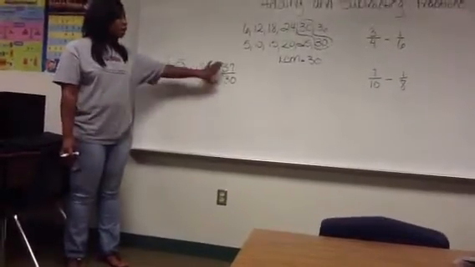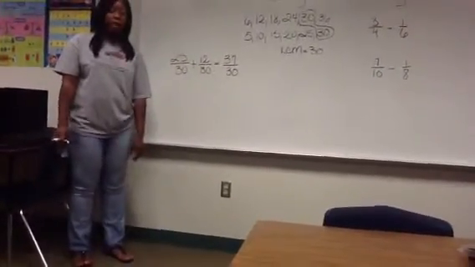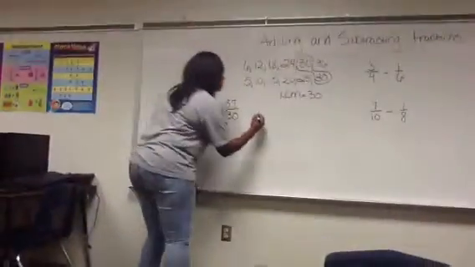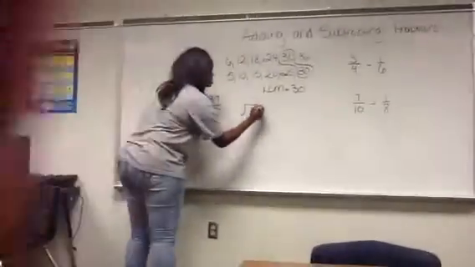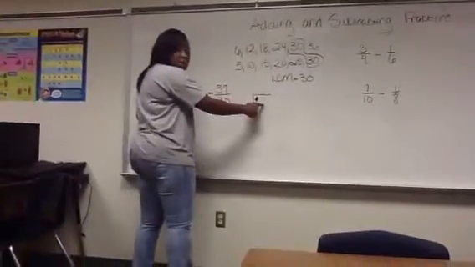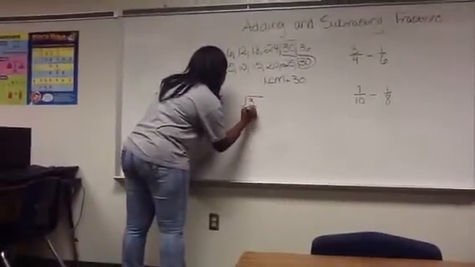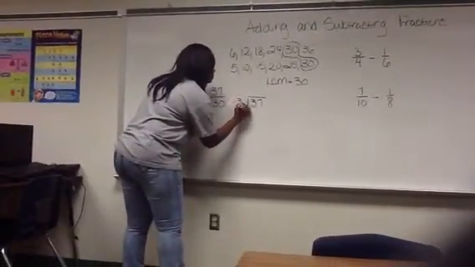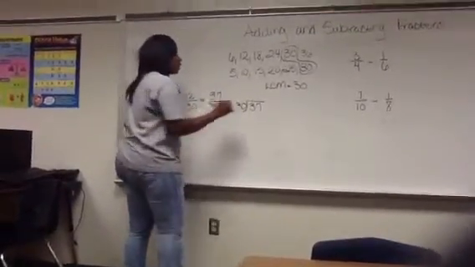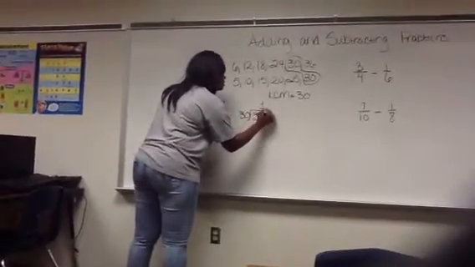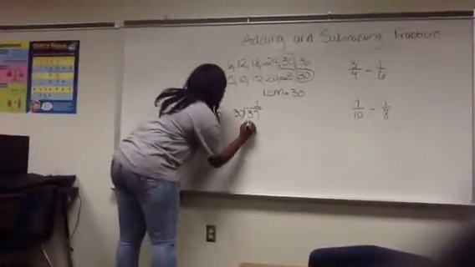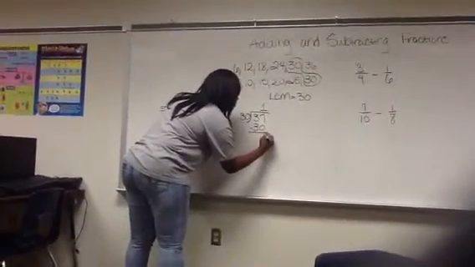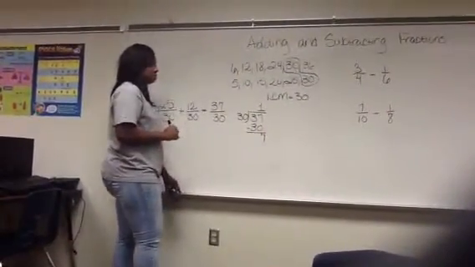However, we cannot leave the fraction as an improper fraction. So here's another lesson from the past. We are going to divide. Top goes inside, bottom goes outside, and we're going to divide. 30 goes into 37 once. 1 times 30 is 30. I'm going to subtract. My remainder is 7.